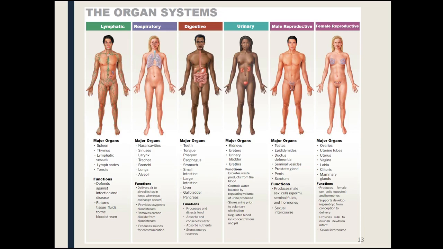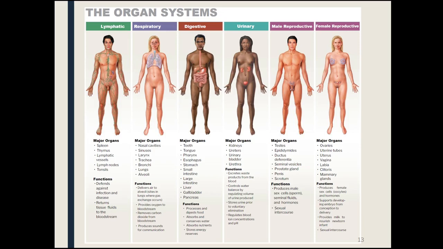The kidneys are going to connect to the urinary bladder through the ureters. It goes kidneys, ureters, urinary bladder, and then when we are excreting the urine, it's going to be through the urethra. It excretes waste products from the blood, controls water balance by regulating volume of urine produced, stores urine prior to voluntary elimination, and it helps to regulate the blood ion concentrations and pH.